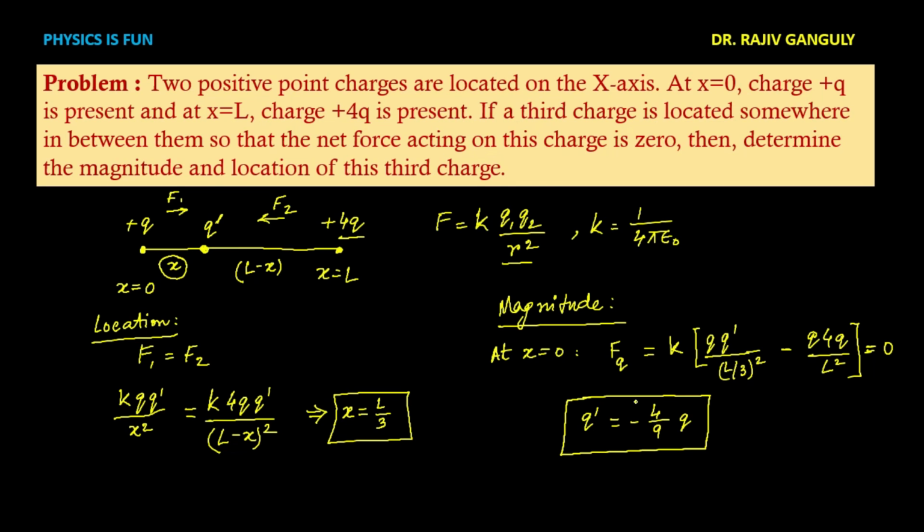And using this condition, we can also subsequently find out that the charge 4q will also be in equilibrium. In this way, just using Coulomb's law and the basic conditions, we can find out how a charge can be placed at some location along with its magnitude so that equilibrium is maintained when the net force is 0.